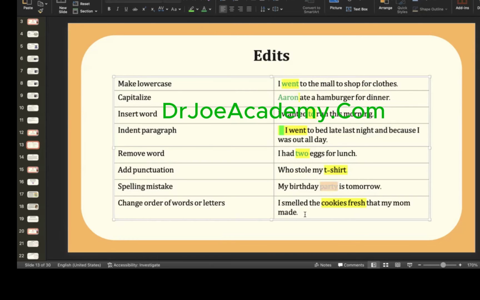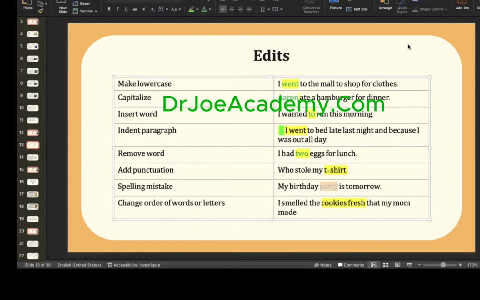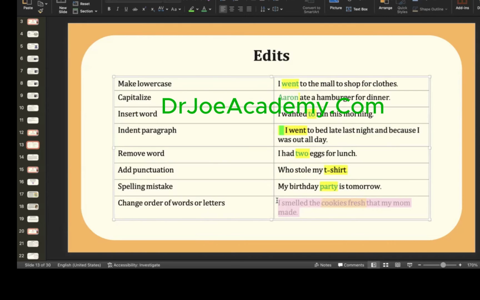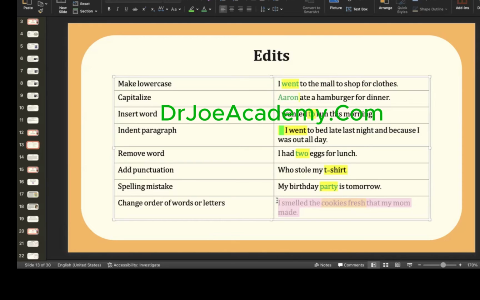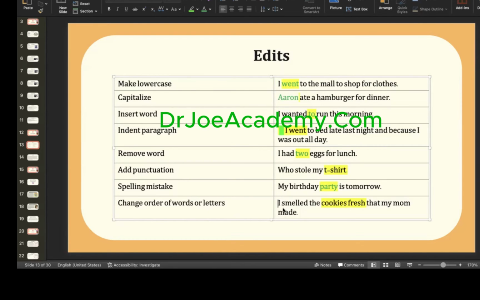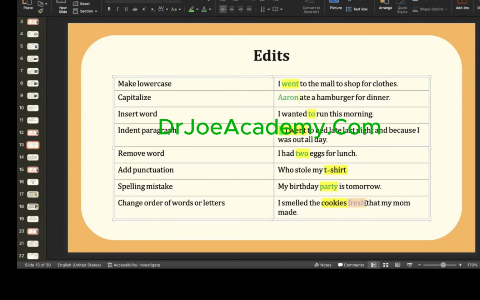Good job. Awesome. And the last one says, I smelled the cookies fresh that my mom made. Hannah, what's the mistake here? What can be the mistake here, Hannah? It says, I smelled the cookies fresh that my mom made. That doesn't sound right. Cookies smell. Right? This is fine. I smelled the cookies, but it says fresh, and we know fresh is an adjective.